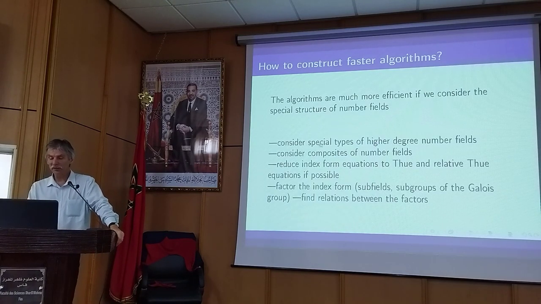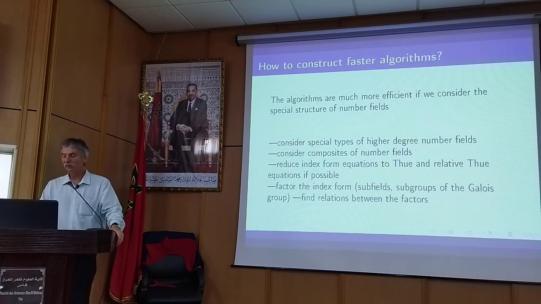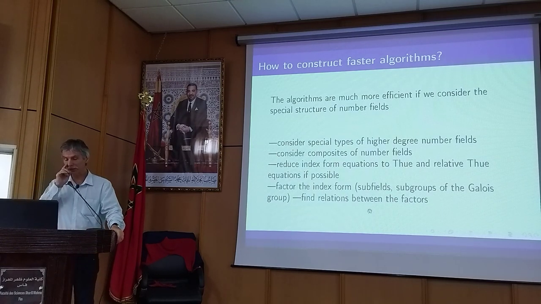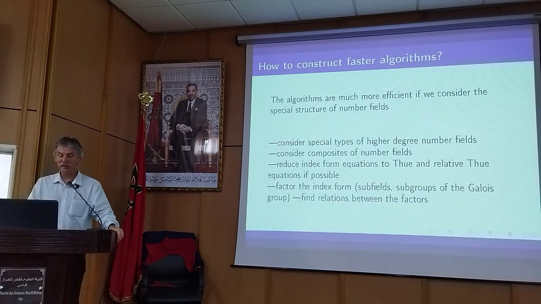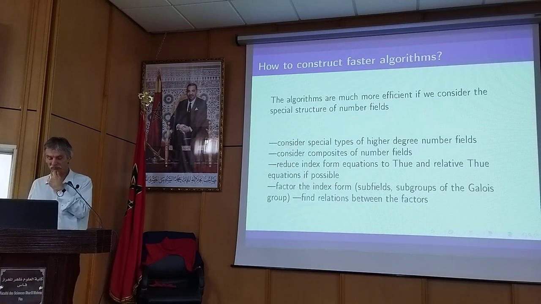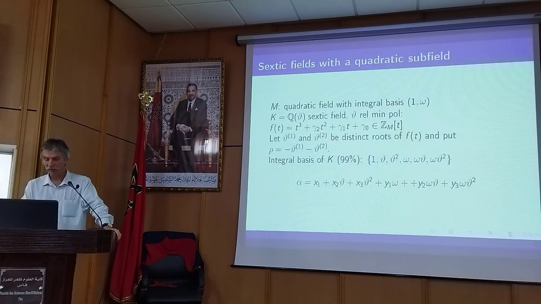So we were considering special types of higher degree number fields, composites of number fields. We were trying to reduce the index form equation to certain relative index form equations, and in some cases we were using the fact that the index form factorizes into several factors. So instead of one complicated equation, we had to consider a system of simpler equations.